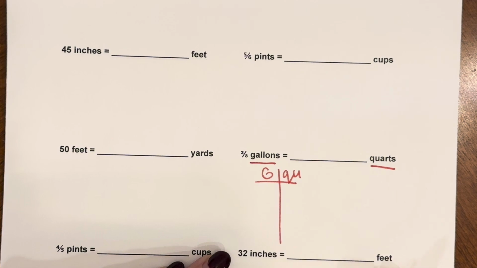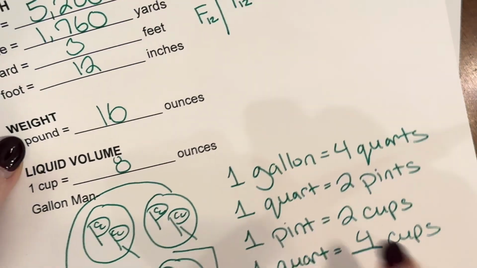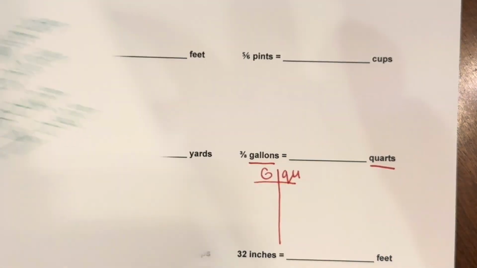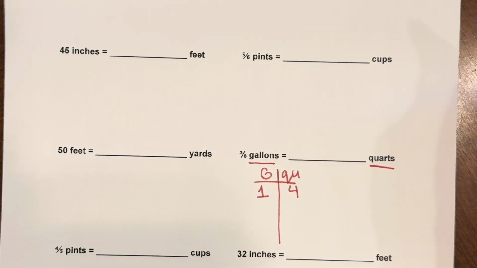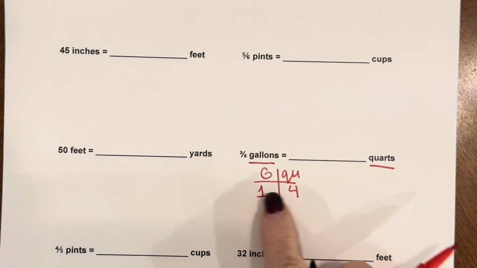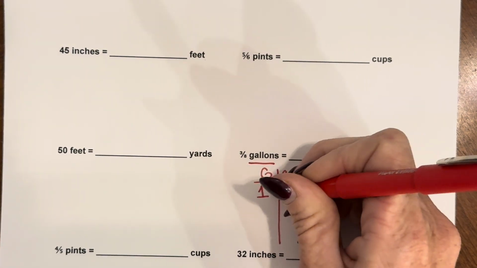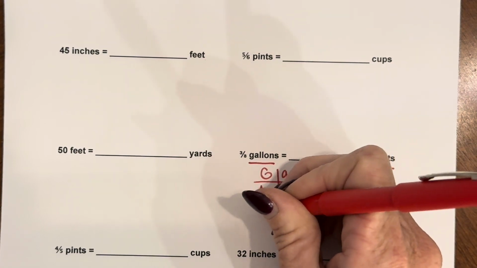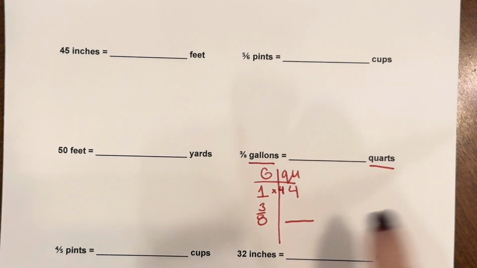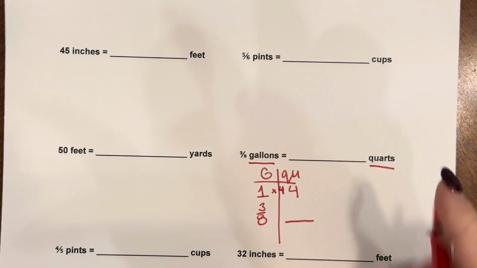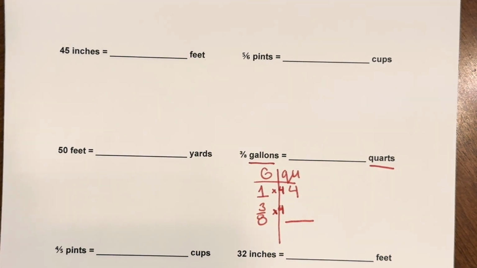So what do I know about gallons to quarts? Well, I can use this to help me. 1 gallon is equal to 4 quarts. That's what I know. So 1 gallon equals 4 quarts. So how did I get from 1 to 4? I multiplied by 4. So 1 times 4 is 4. So then 3/8 gallon is going to equal how many quarts? Well, I'm going to do the same thing. I'm going to multiply 3/8 times 4 to get my unknown.